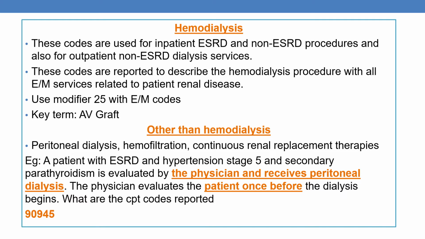Now here, let us see an example. A patient with ESRD, hypertension stage 5 and secondary hyperparathyroidism is evaluated by the physician and receives peritoneal dialysis. The physician evaluates the patient once before the dialysis, so this is considered as single evaluation, and the patient is receiving peritoneal dialysis. For peritoneal dialysis and single evaluation by physician, the correct code is 90945.